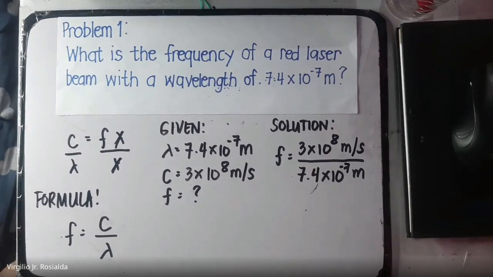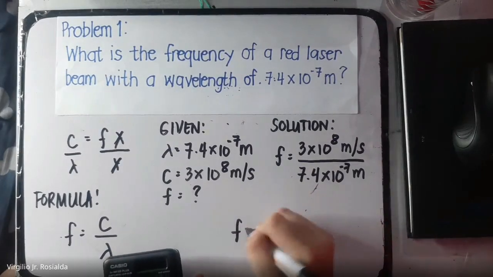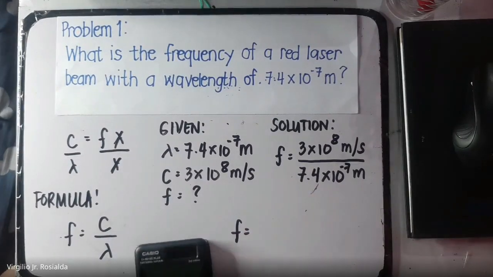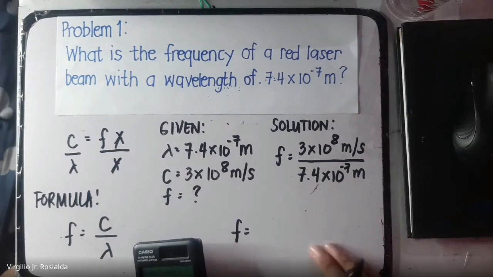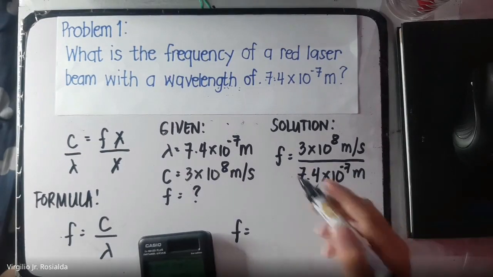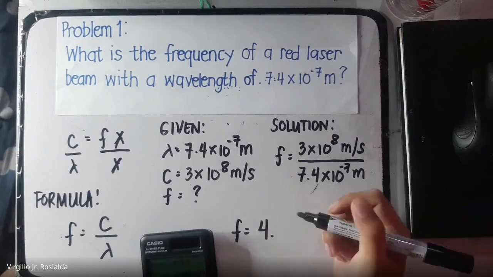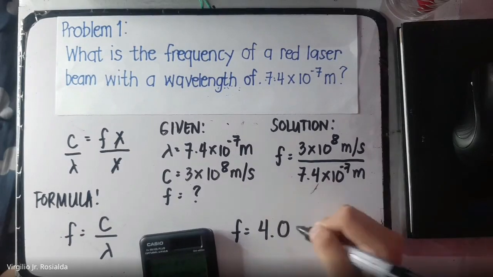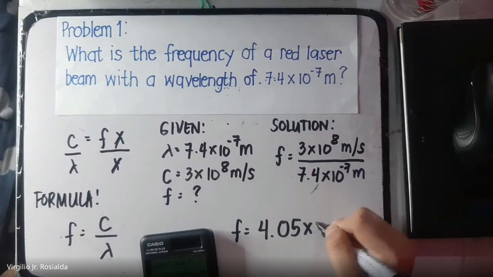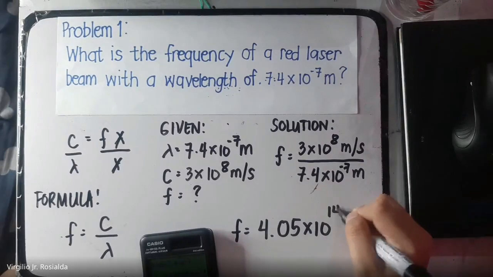Okay, so let's use our calculator. And for our frequency, we will have 3 times 10 raised to 8 divided by 7.4 times 10 raised to negative 7. Okay, so we have a frequency, rounded off to 2 decimal places, of 4.05 times 10 raised to 14.